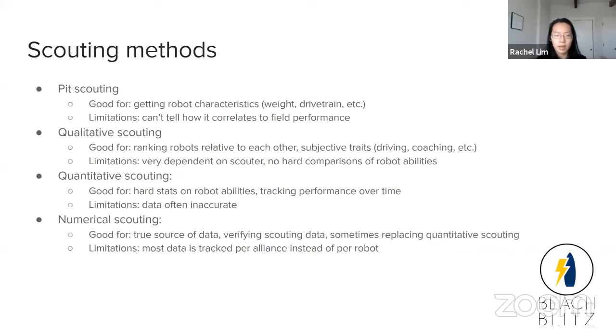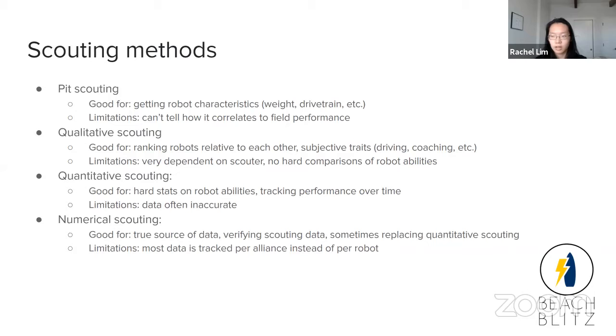And all the different methods have strengths and limitations. The limitation of pit scouting obviously is you don't necessarily know how a certain robot trait correlates to performance. Qualitative scouting is highly dependent on the scouters. And quantitative scouting is very, very useful, and can be used for the bulk of what teams need. But the data that teams get is often quite inaccurate.